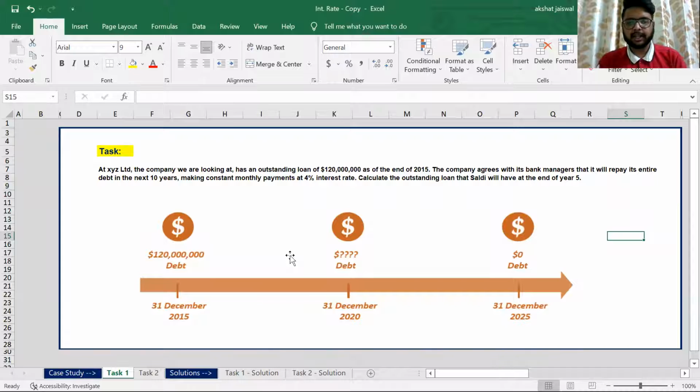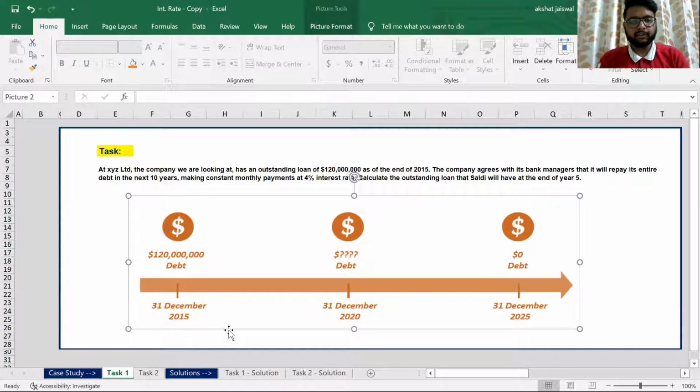So here the task one is at XYZ Limited, the company we are looking at has an outstanding loan of 120 million at the end of 2015. The company agrees with its bank manager that it will repay its entire debt in next 10 years, making constant monthly payments at 4% interest rate. Calculate the outstanding loan that XYZ Limited will have at the end of 5 years. You can see in this particular diagram that which shows 120 million debt as of 31st December 2015, and we are supposed to find the debt of 31st December 2020 and 31st December 2025.